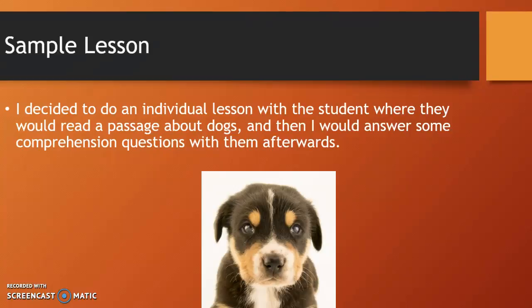Sample lesson. I decided to do an individual lesson with this student where they would read a passage about dogs, and then I would answer some comprehension questions with them afterwards. I got to know this student quite well over my 10 weeks in class, and I learned that one of their favorite things was puppies. I decided to pick out a passage about puppies because I knew that they would enjoy it.